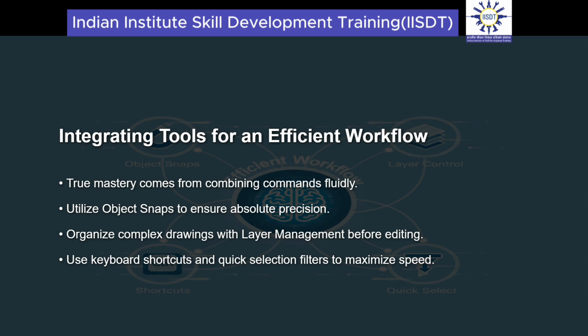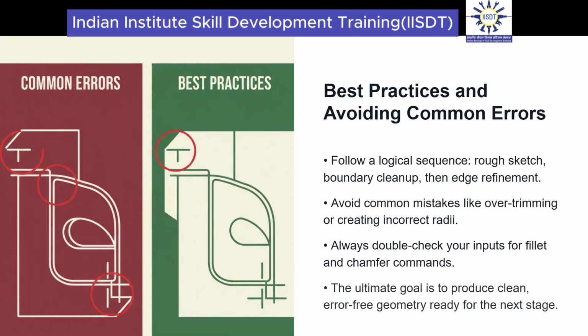And finally, there is speed. The fastest drafters barely touch their mouse for commands. Learn the keyboard shortcuts for trim, extend, fillet, and chamfer. Executing commands with your left hand while using the mouse with your right hand can double your productivity. Combine this with tools like Quick Select, which can highlight all circles or all lines on a specific layer at once, and you have a workflow that is not only precise but incredibly fast, allowing you to refine geometry with unmatched efficiency.